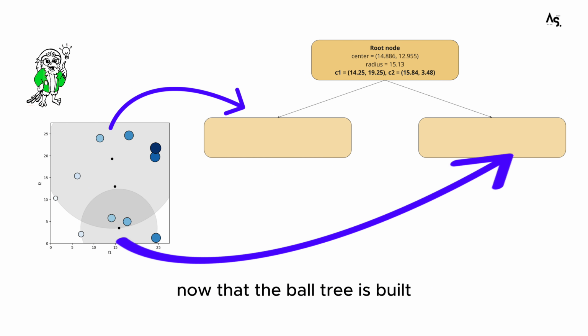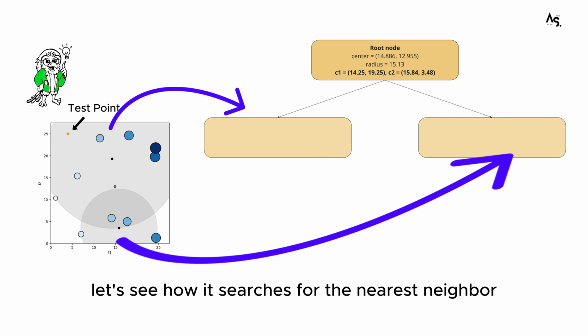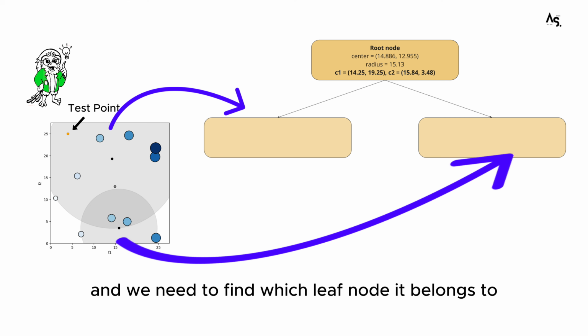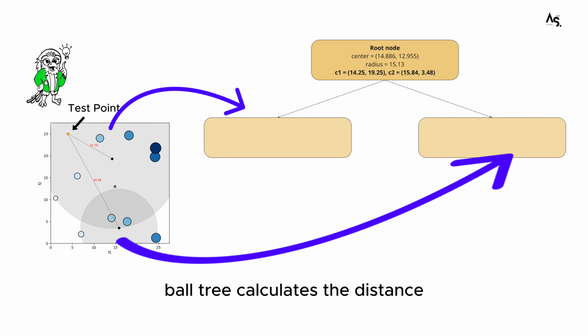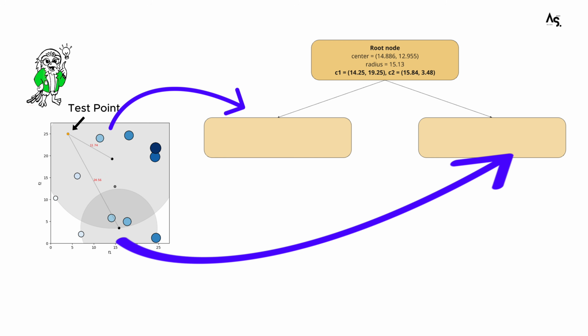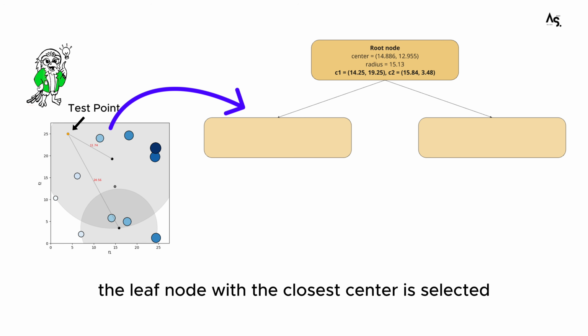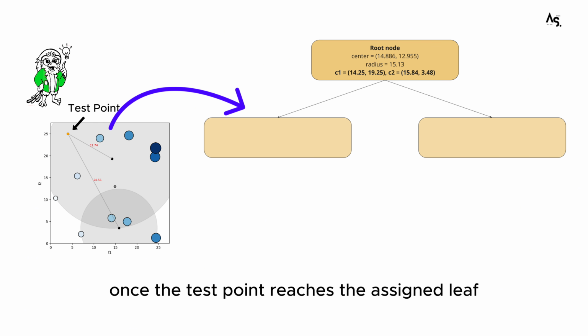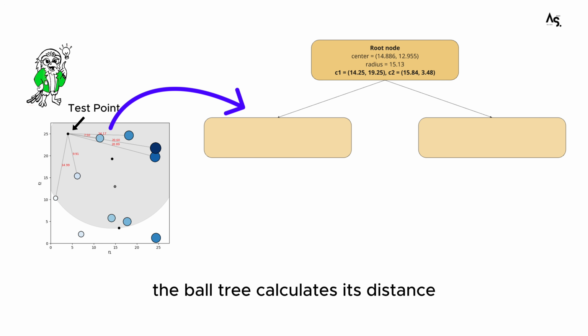Now that the ball tree is built, let's see how it searches for the nearest neighbor when a new test point arrives. The test point arrives, and we need to find which leaf node it belongs to. Ball tree calculates the distance from the test point to the center of each child node sphere center. The leaf node with the closest center is selected for further exploration. Once the test point reaches the assigned leaf, the ball tree calculates its distance from all data points inside that leaf. It selects the closest data point as the nearest neighbor so far.